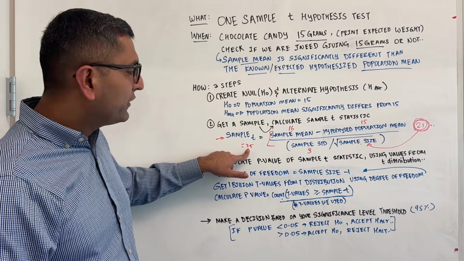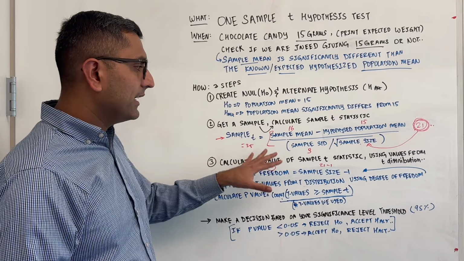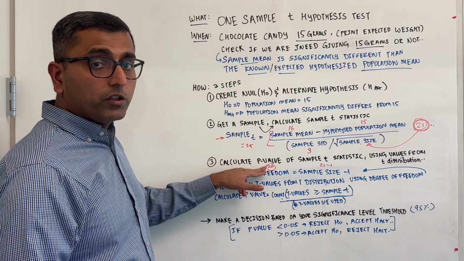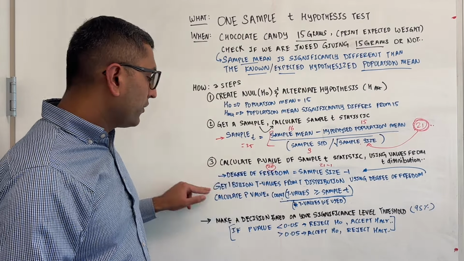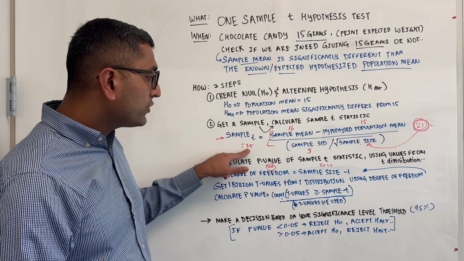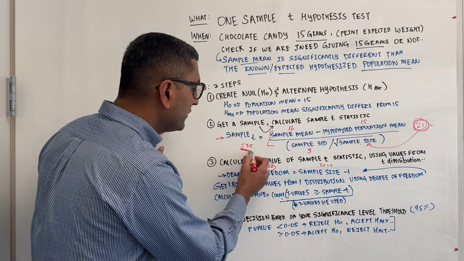Using the degrees of freedom, you can get a billion standard t values. You say, for degrees of freedom 20, give me a billion t values, so that you're getting t values very close to what your sample is representing. Then you find the probability, which is the p-value, of all of those t values being greater than or equal to your sample t.